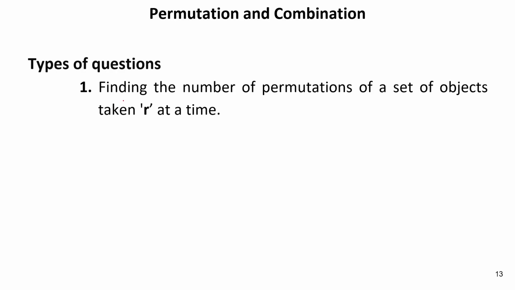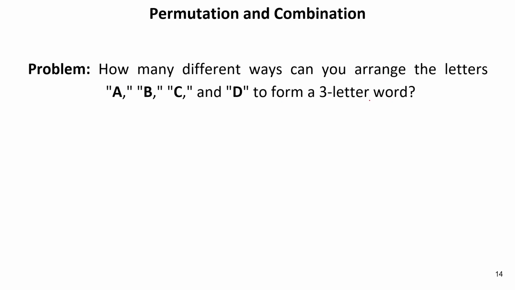Let's start with the first type: finding the number of permutations of a set of objects taken r at a time. How many different ways can you arrange the letters A, B, C, D to form a 3-letter word? For the first place, you have 4 choices. For the second place, you have 4 choices. And for the third place, you have 4 choices. So it will be equal to what?